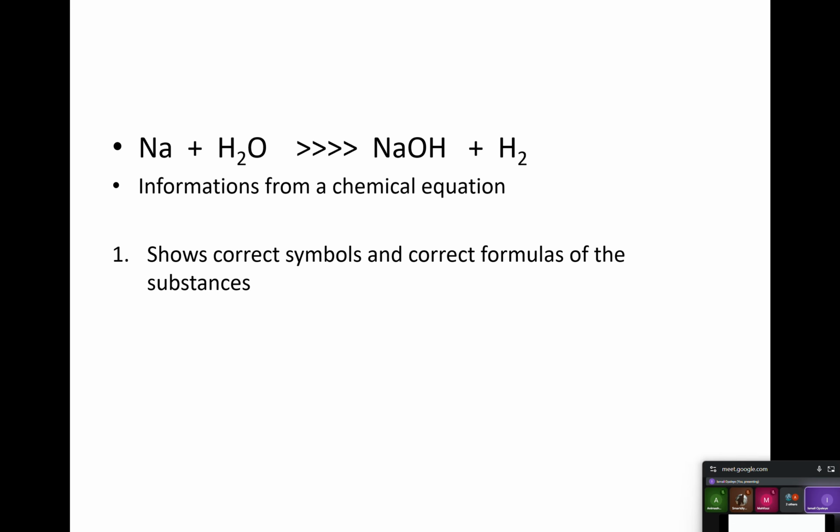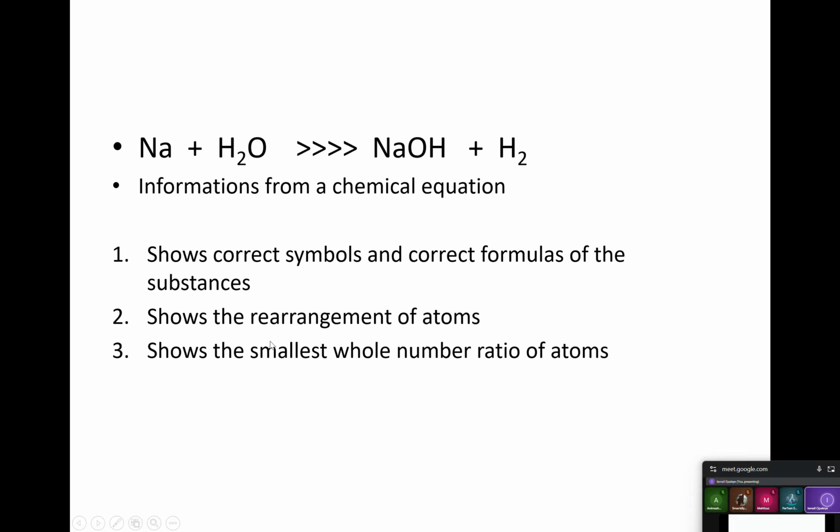Okay, that's very good. So what information can we get from this chemical equation? The chemical equation shows correct symbols and correct formulas of the substances. This is for sodium, this is for water, H2O, this is for sodium hydroxide, NaOH, and this is for hydrogen gas. Number two, it shows the arrangement of atoms. When you have a combination of this with this, there is rearrangement. Oxygen goes to combine with sodium, leaving one hydrogen remaining there, which is what you're having here. And at the same time you have H2 standing alone here. So there's a kind of rearrangement of atoms going on there.